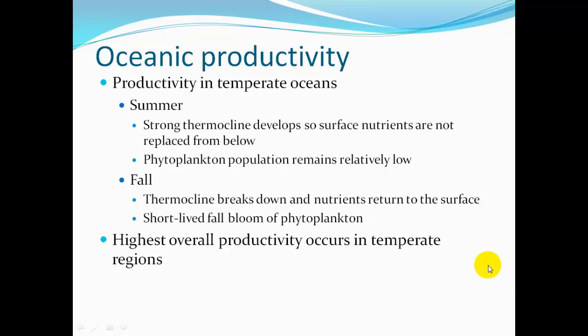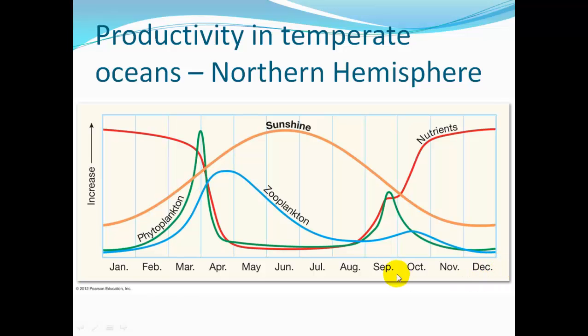The highest overall productivity occurs in temperate regions. Okay, so temperate regions are north of the tropics, but before you get to the Arctic. We have our phytoplankton bloom in the spring, and then we have a secondary bump in the fall, when the thermocline breaks down again. The zooplankton follow the phytoplankton, so their peak is just after the phytoplankton's peak. The most sunshine is in the summer, least in the winter, and the amount of nutrients available is higher in the fall and winter.